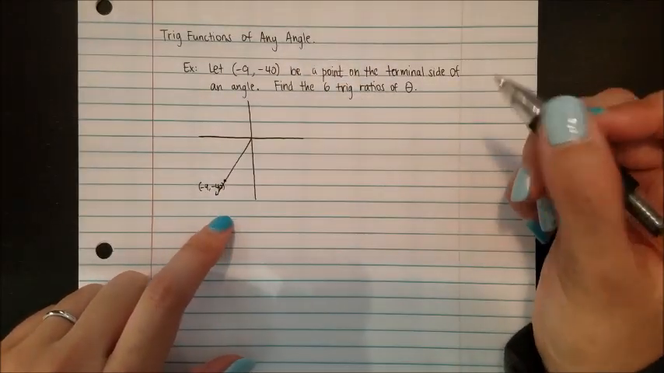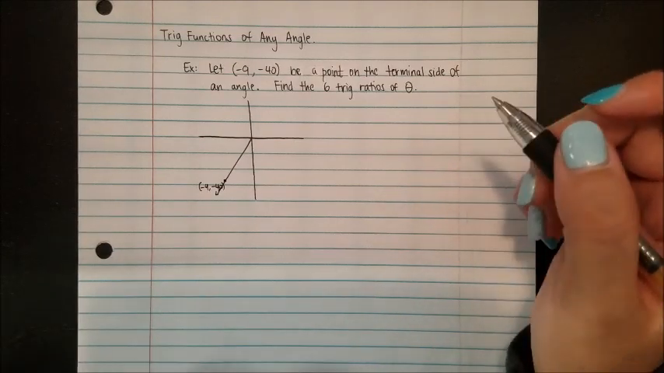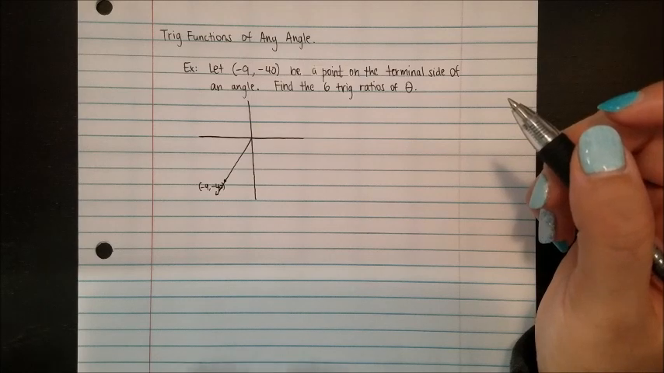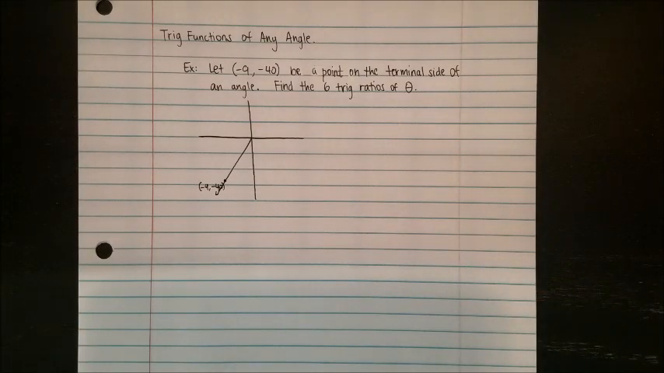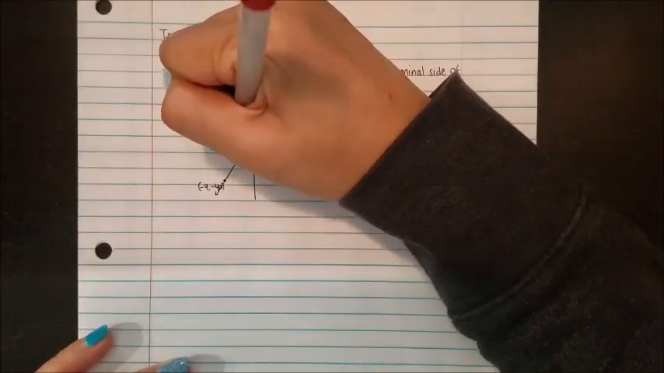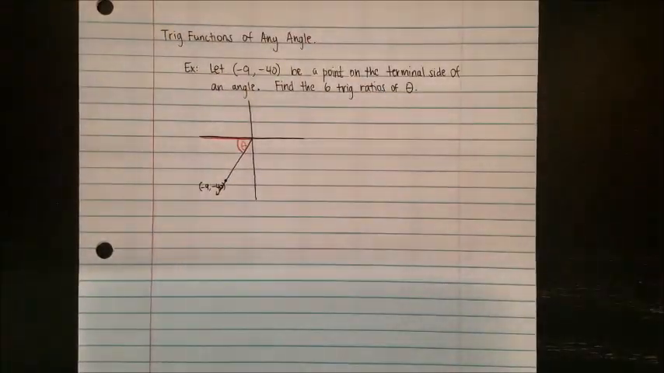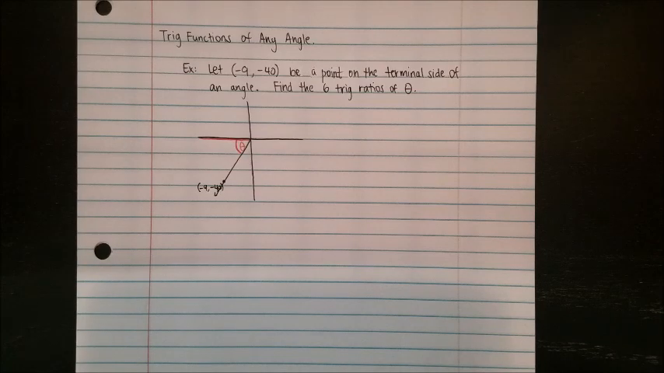So when we're talking about an angle and trig functions or trig ratios, we need to know the reference angle. For this angle, the closest x-axis would be right here, and the reference angle would be right here. That would be theta for us. So whenever they talk about the trig ratios of that theta, that would be the reference angle for it.